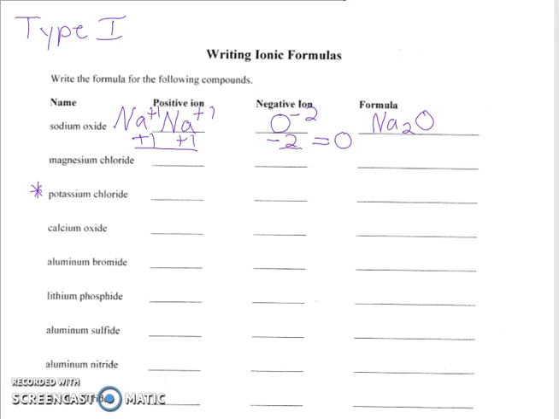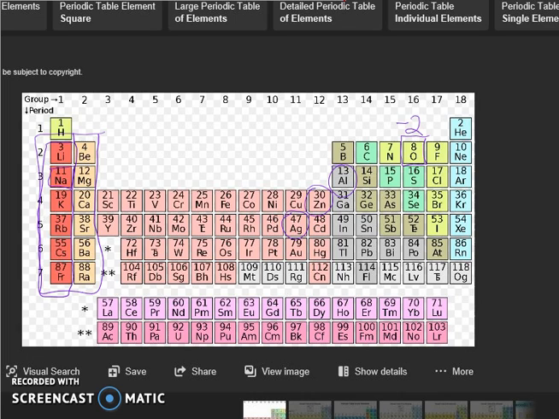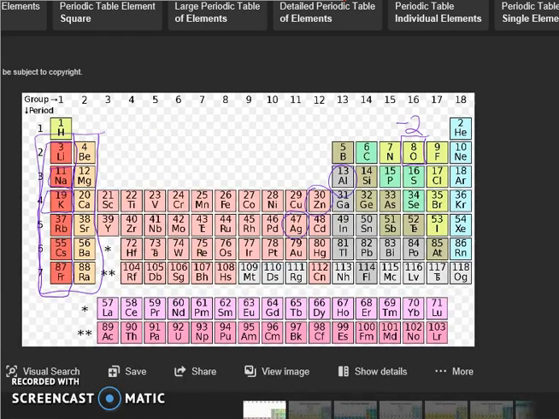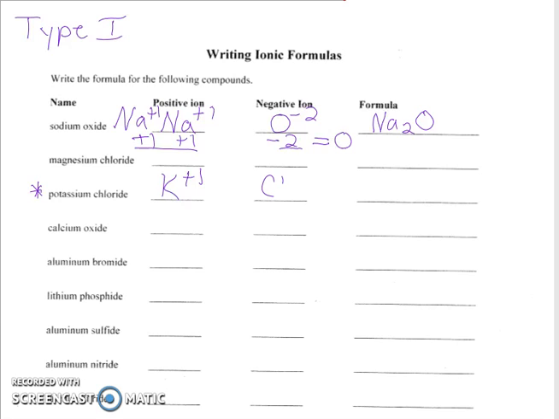Let's try potassium chloride. When we look at the periodic table, we see potassium right here. And so we know that since it's in the same group as sodium, this first row, potassium is going to lose 1 electron. When I look at chlorine, chlorine's right here, and this group gains 1 electron. So I'll give chlorine a -1 charge. So if potassium is losing 1 and chlorine is gaining 1, that equals 0. So I can just make the formula KCl.